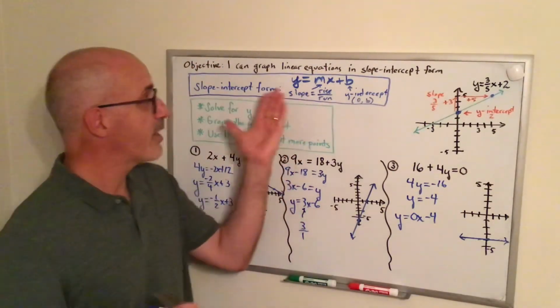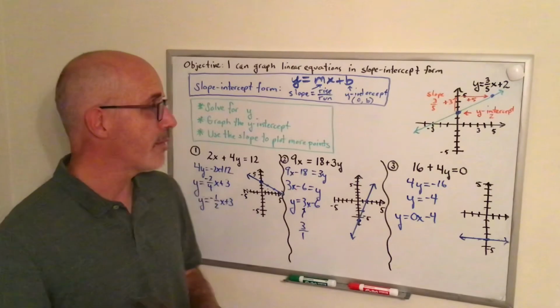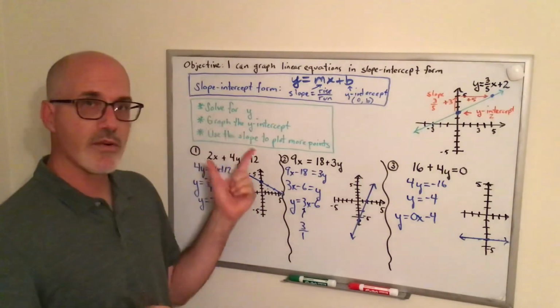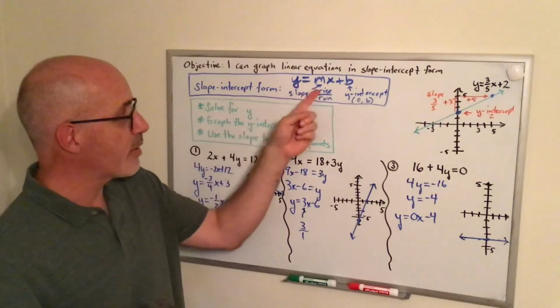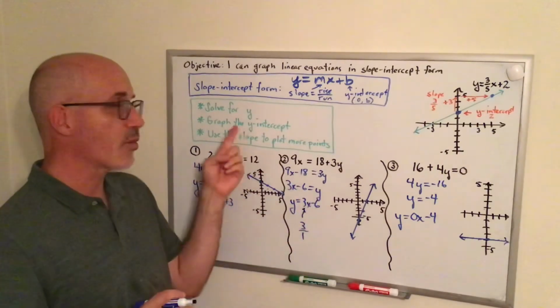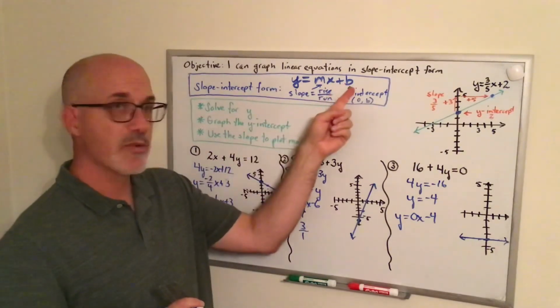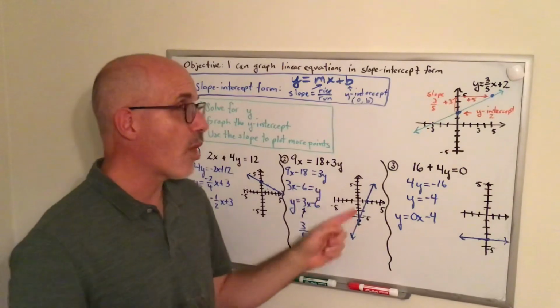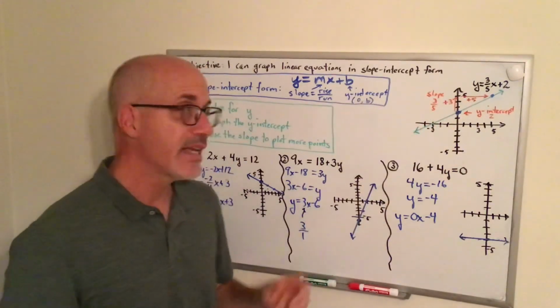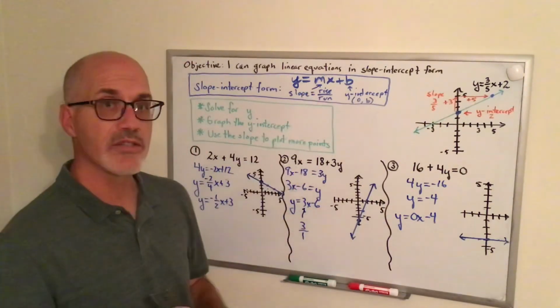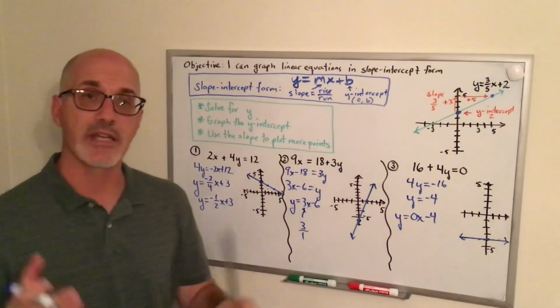So to graph equations in slope-intercept form, you follow these steps: solve for y, and then when you have y equals mx plus b, start with the y-intercept, that last number, the b, which is what goes on the y-axis for your graph. Then use your slope as rise over run to find more points and graph your line.